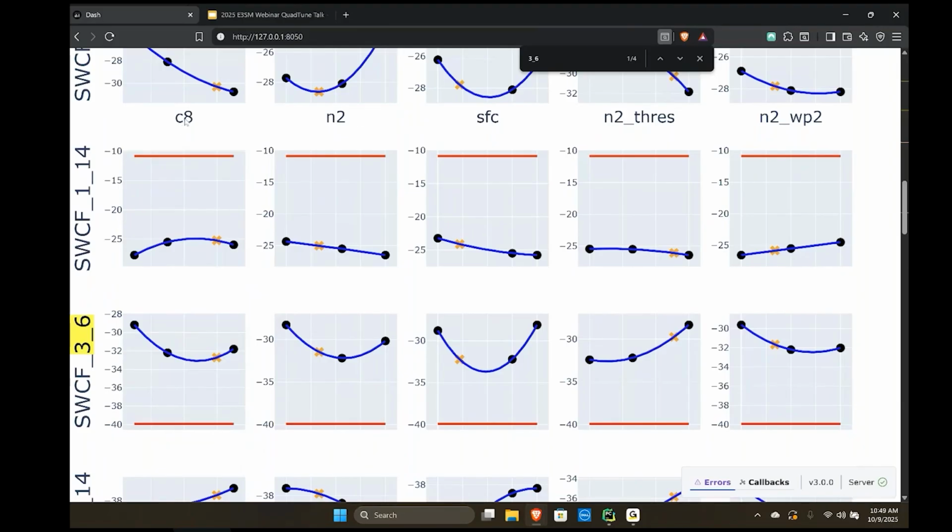So here's our parameters, C8, N2, surface, N2, thresh. Here's our region, China. The obs are this red line here. The default is this value 0.5. And this is what QuadTune shows, this orange X here. But basically, if you perturb the parameter high, the result gets even worse. It gets even farther from the obs. If you perturb it low, it also gets worse.